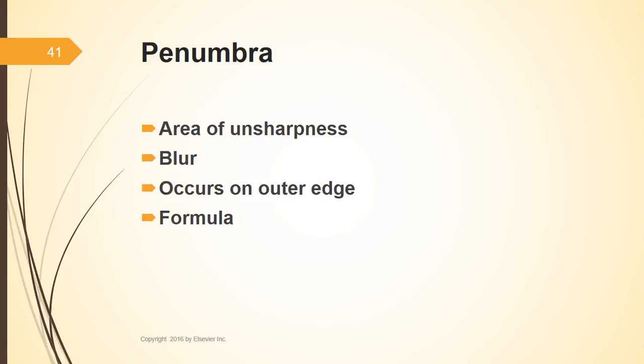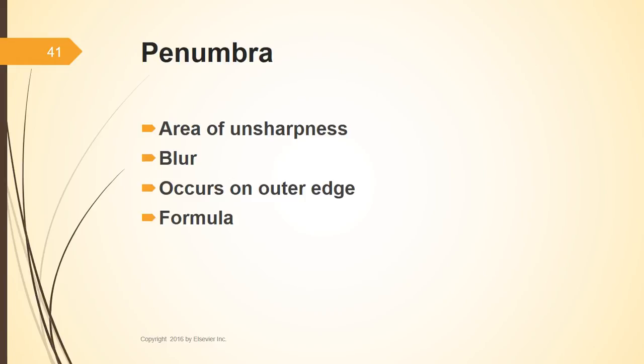So if you increase your source to image distance, you decrease penumbra because more photons are perpendicular to the image receptor. So increasing it decreases penumbra. And then another factor that affects it is the focal spot size. The smaller the focal spot, the less the unsharpness, or the less the penumbra.